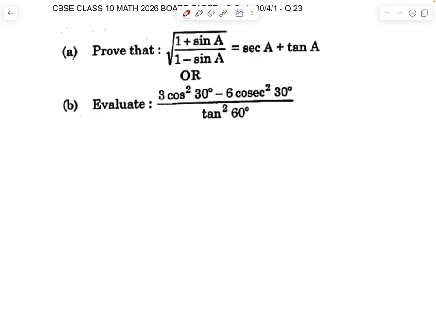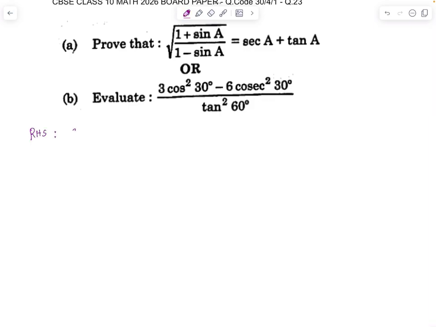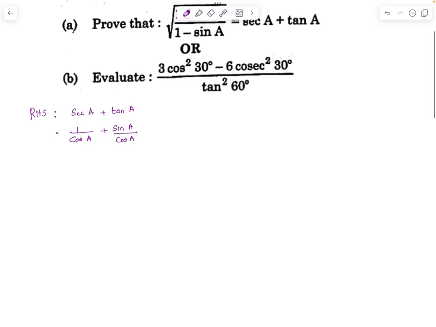To prove this statement, either I can start from LHS and go towards RHS or from RHS and move towards LHS. Let's take the RHS part. RHS is secant A plus tan A. Secant A can be written as 1 upon cos A plus tan A is sin A upon cos A. We are bringing this change because on the left hand side we see sin. Now this is equal to 1 plus sin A upon cos A.